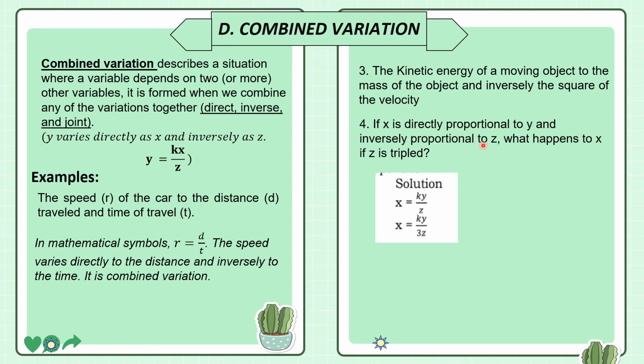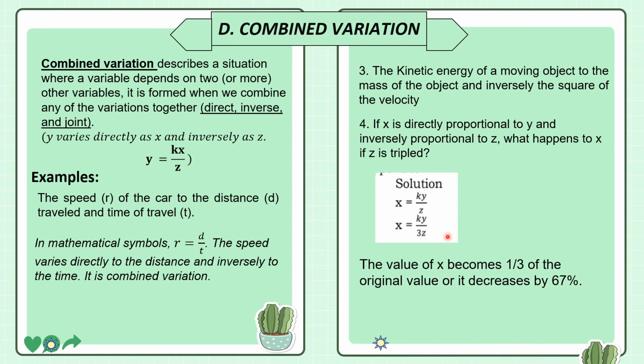What happened now to x if z is threefold? Let's substitute. If z is threefold, the formula will be x is equal to k, the constant, times y divided by 3 times z. The value of x becomes 1/3 of the original value, or it decreased by 67%.